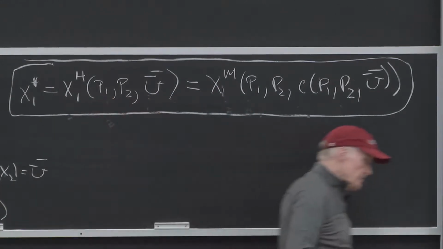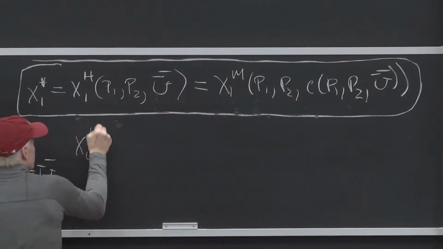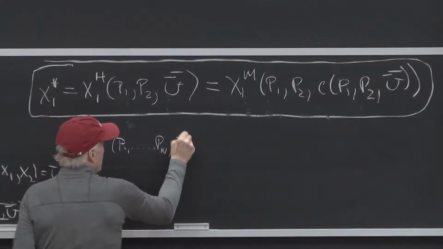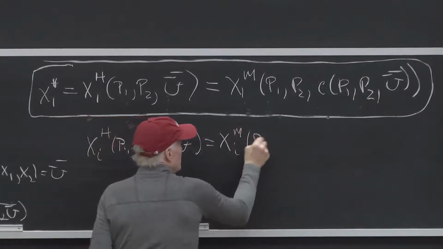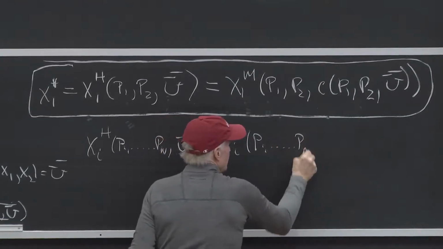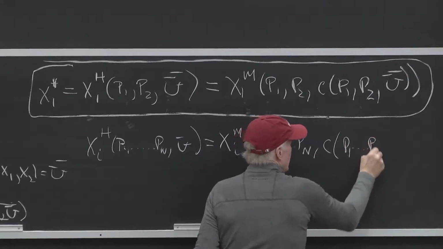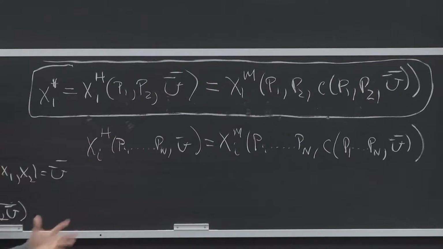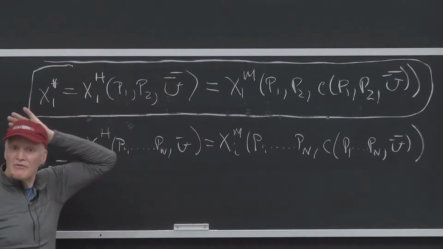Okay? So more generally, xih of P1 up to Pn U bar has to be equal to xim of P1 up to Pn C of P1 up to Pn U bar. That's just the generalized version of that. That is, if I had an n good problem, for any one of the goods, that same relationship has to hold. Okay? Everybody follows that?